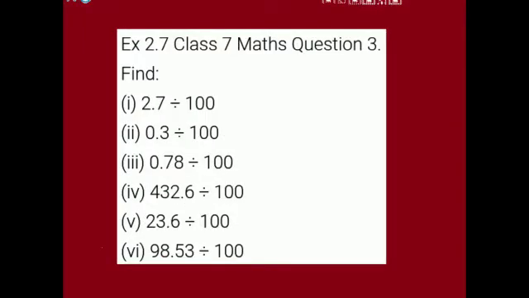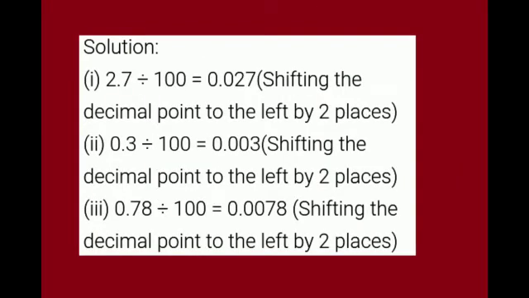Next, third question, find. In this, we are given 6 subdivisions of questions. In this question, we are going to divide a decimal number by 100. Solution. For dividing any decimal number by 100, we have to shift the decimal point 2 places to the left.